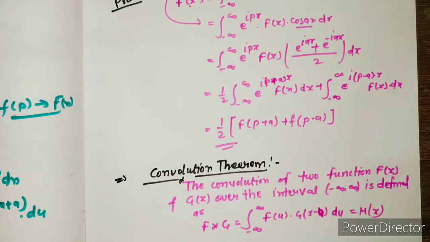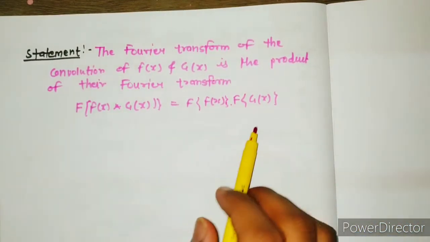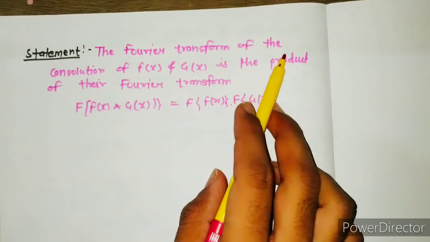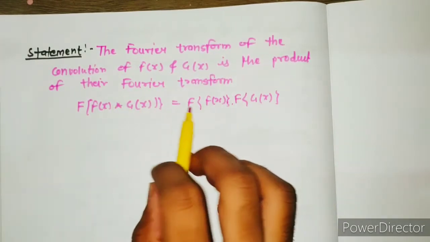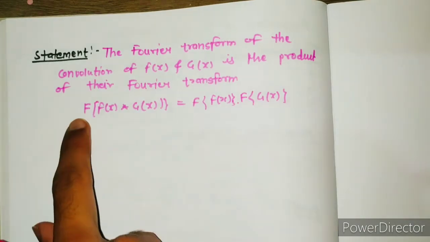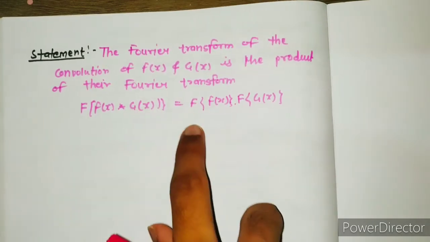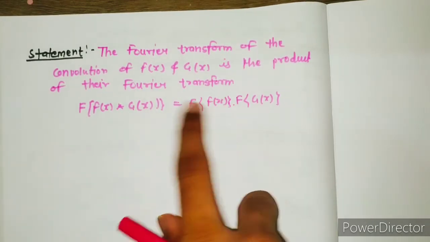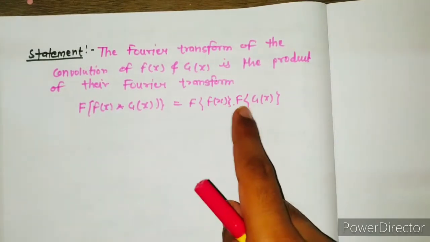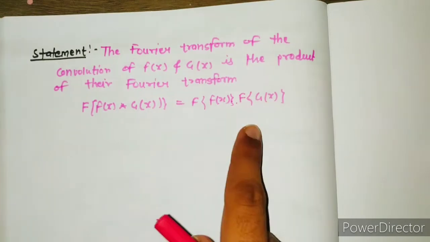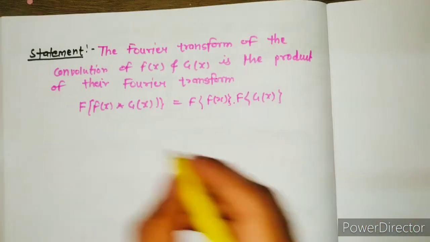This is the statement of the convolution theorem: the Fourier transform of the convolution of f(x) and g(x) is the product of their Fourier transforms. That is, F[f(x) * g(x)] equals F[f(x)] times F[g(x)]. So how can we prove this formula? Let us prove it.